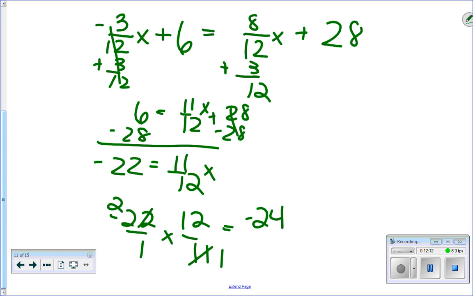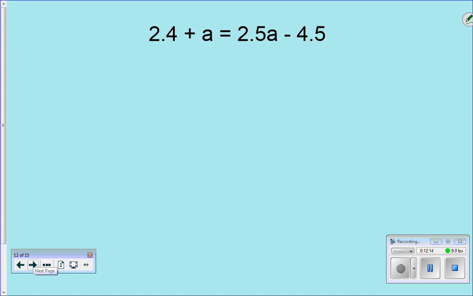Let's do a decimal quick. Let's do a decimal. Same way. Same thing. What do you mean, why is it different? We aren't. What do you mean?